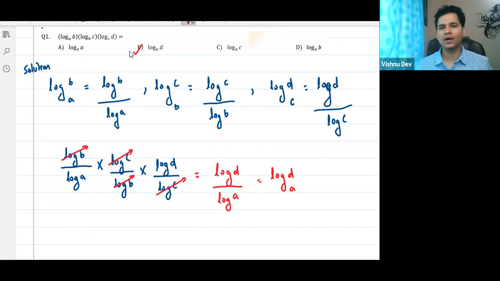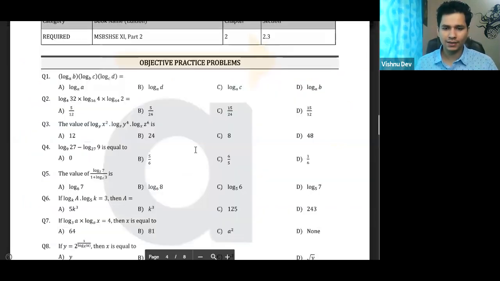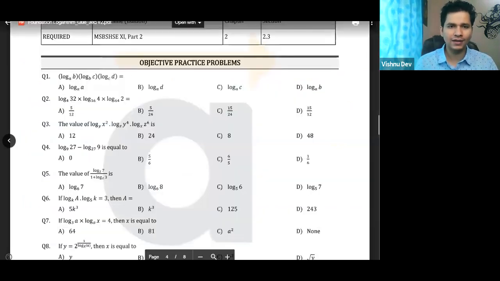Anyone have any doubt in this? Clear? Everything was there. We just have to think how to use this property. So don't you think question number 2 is same as question number 1? Yes, so question number 2 will be homework.